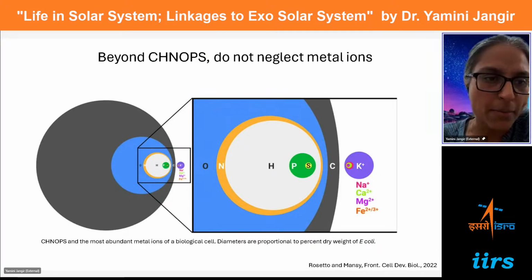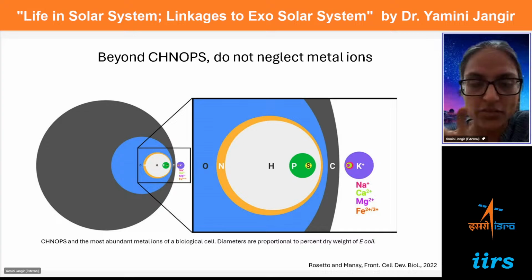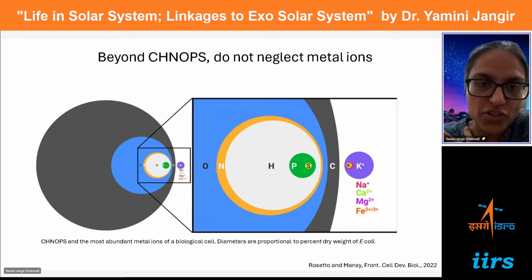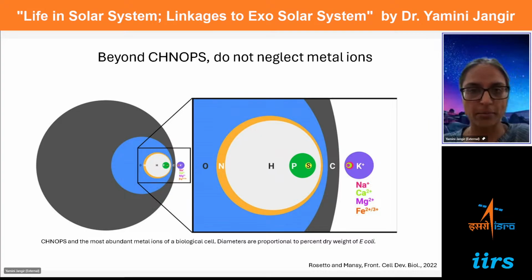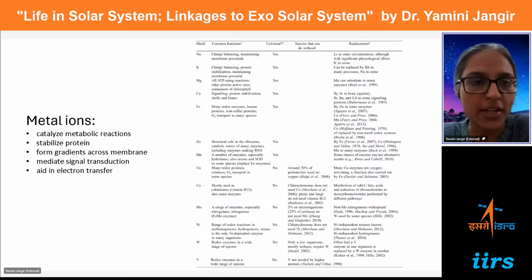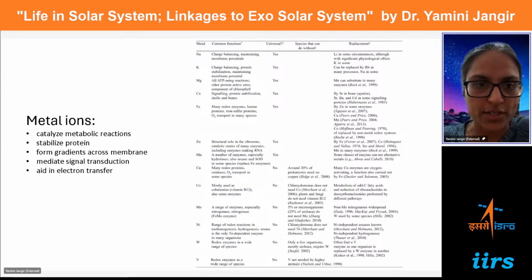And if you look at a bacterial cell, which is the smallest cell which we can see, the majority of this, which is gray in color, is carbon. And when you zoom in, you have oxygen, which of course we know that the CHO is really important in all our macromolecules, and then hydrogen, then we have phosphorus and nitrogen, sulfur, and then these smaller elements which I call minerals. So metal ions are really important. They catalyze metabolic reactions, they stabilize the protein, they form gradients across the membrane, and they mediate signal transduction. And what I am very interested in is aiding in electron transfer processes.